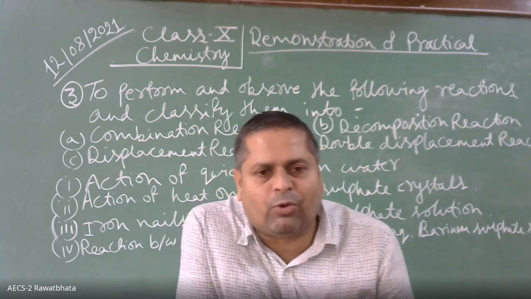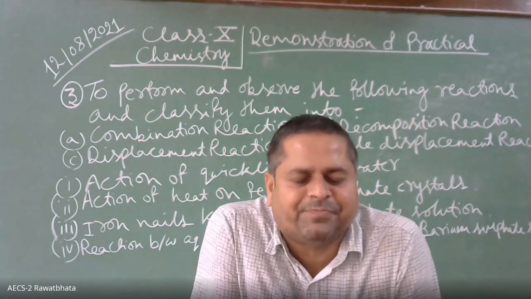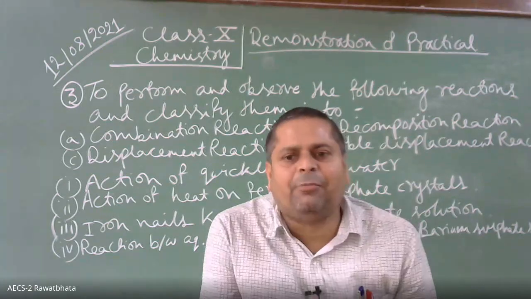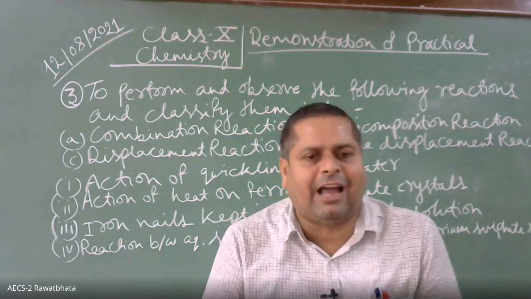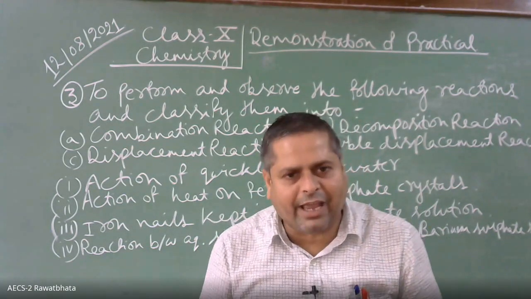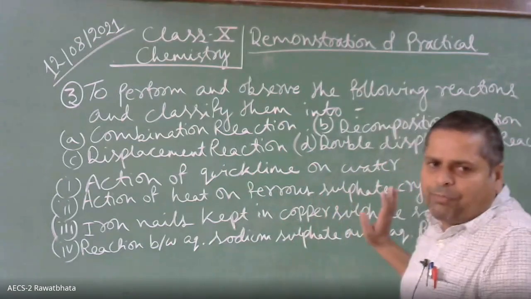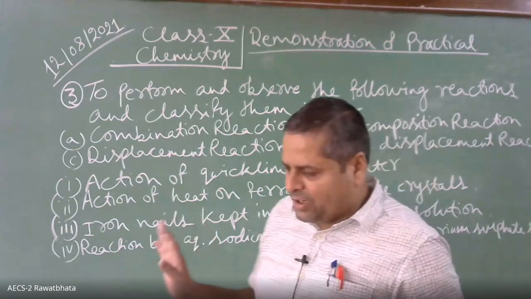Can anybody tell me what is the chemical name of quicklime? CaO. Calcium oxide is the chemical name of quicklime. When it reacts with water, what will be formed? Slaked lime, calcium hydroxide. Very good. Ca(OH)2. Now, have you noted this practical, the full practical? Yes, sir. So we can move on.